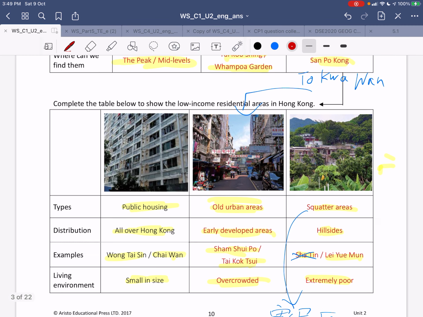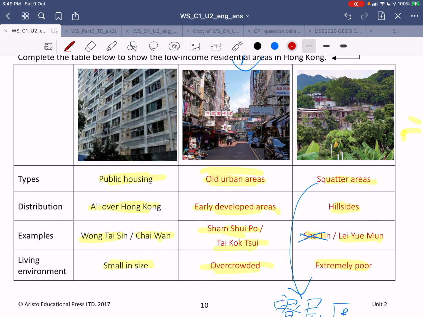And how about more different kinds of lower income residential area, which include public housing, which is all over Hong Kong. Examples include Wong Tai Sin, Tsuen Wan, for example Chuk Yuen, for example Heng Fa Chuen Estate. Mostly they are small inside, not too large, which is just 300 or 200 feet, depending on how many people are living there.